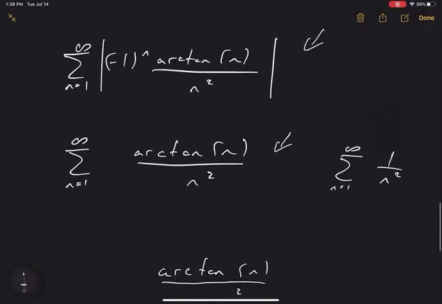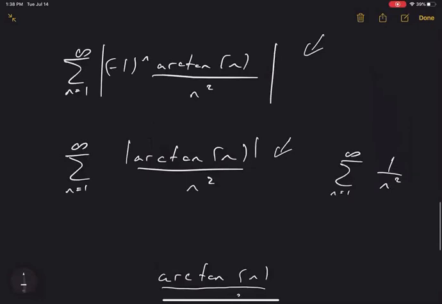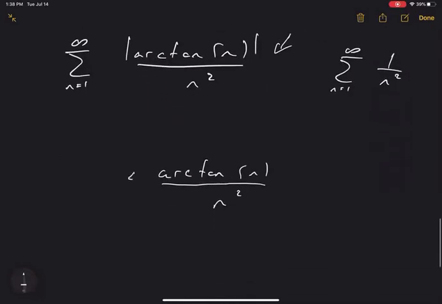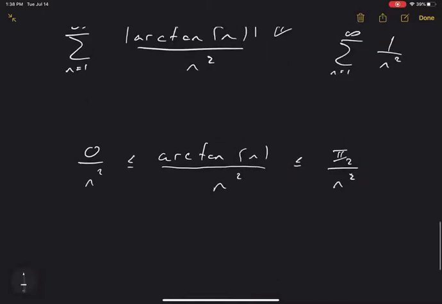No, and you know what? I should have absolute value here, right? So the absolute value of arctan, that's going to range between 0 and pi over 2. Okay, so I have this type of inequality.